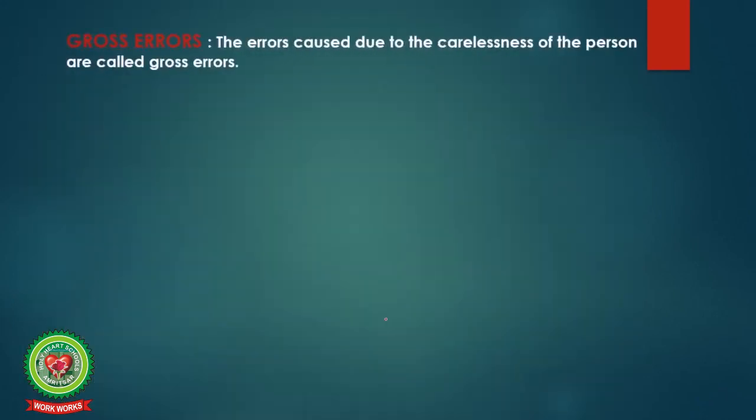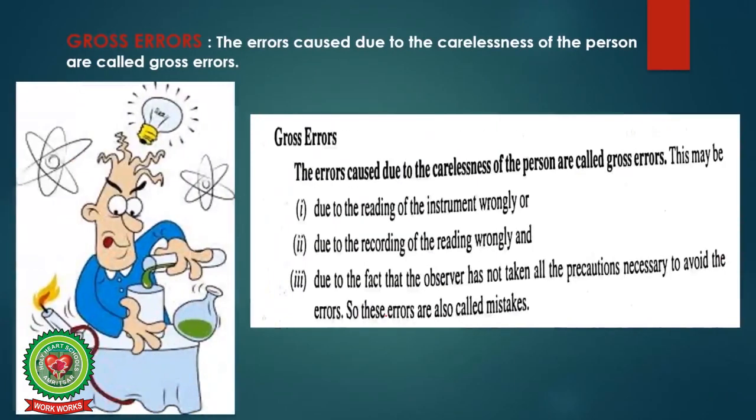Okay, the next and last error is the gross error. Errors caused due to the carelessness of the person are called gross errors. Gross errors occur due to different reasons. Number 1, reading the instrument wrongly. If someone takes the wrong reading from an instrument, your instrument is correct but you are reading it wrong, so you get a wrong result. So this is a personal error.